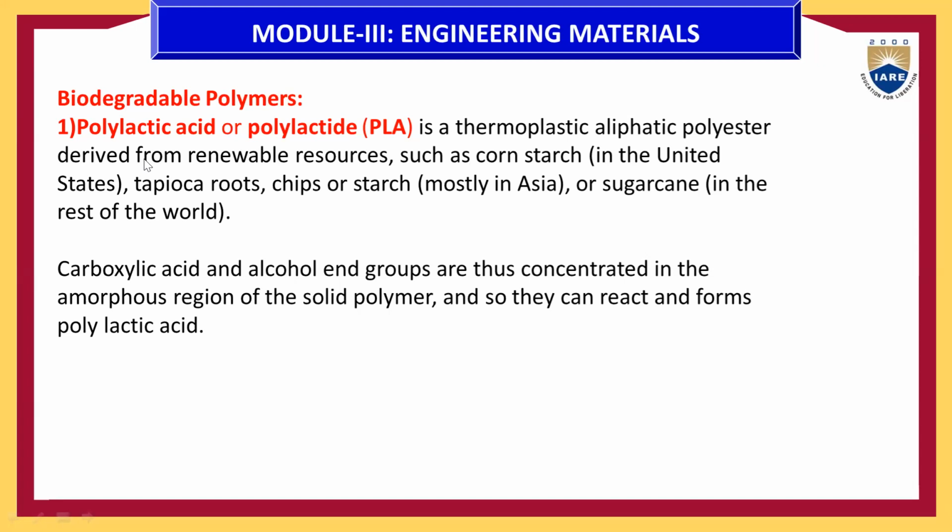Carboxylic acid and alcohol groups are thus concentrated in the amorphous region of the solid polymer, and so they can react and form polylactic acid. So this lactic acid, polylactic acid, how to prepare polylactic acid? First, we are preparing the lactic acid. First, lactic acid forms a ring structure. That ring structure opens, then we form a lactate or polylactic acid.